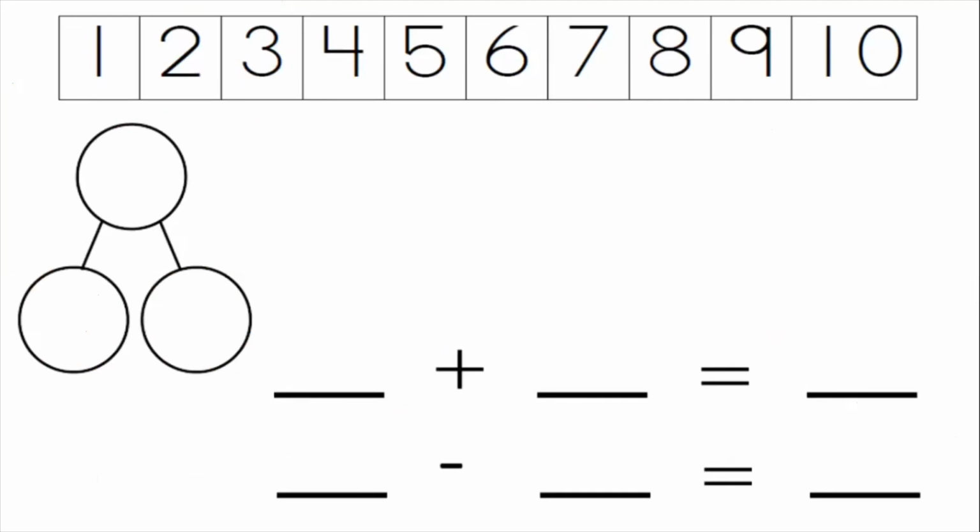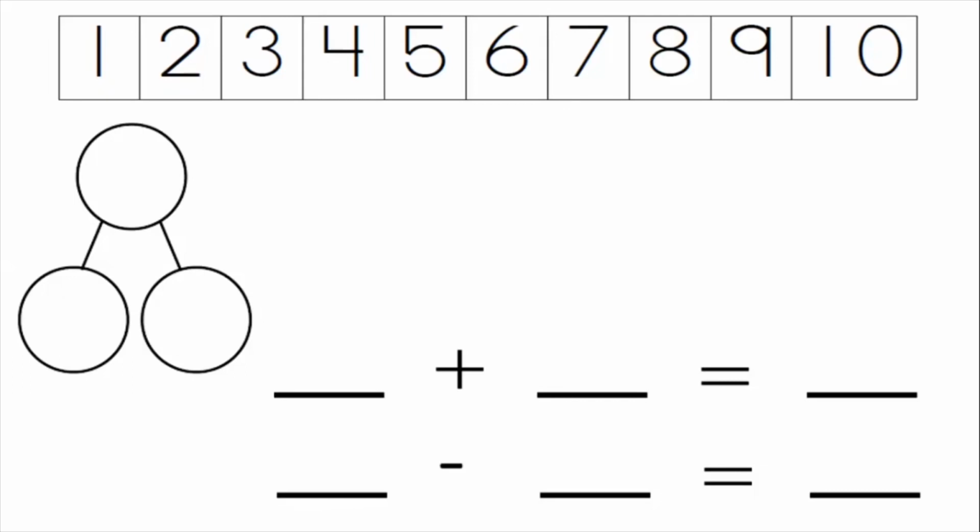Oh my goodness! What do we see? We see a number path. What's a number path? It's a path with numbers. We could also call it a number line. A line with numbers. And my number path starts with the number 1. And then I'm going to count on, because as I count on, my numbers are going to get greater. 1, 2, 3, 4, 5, 6, 7, 8, 9, 10.